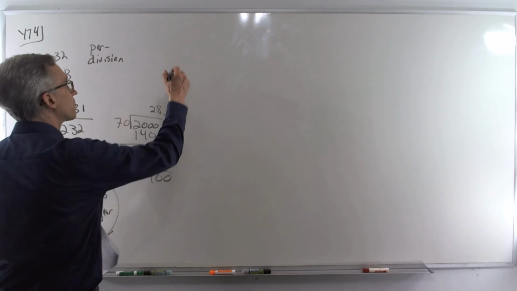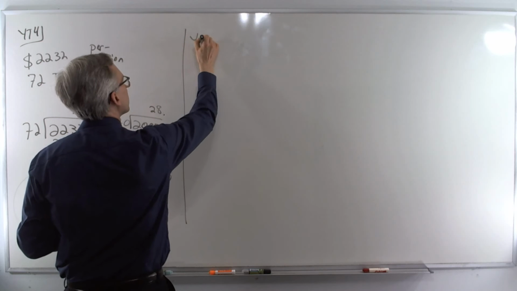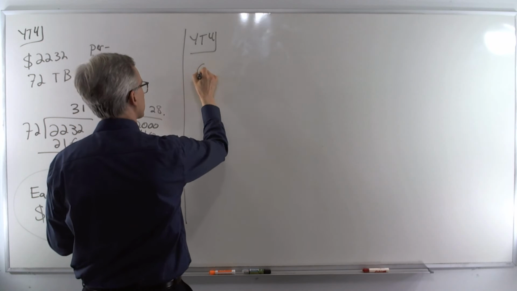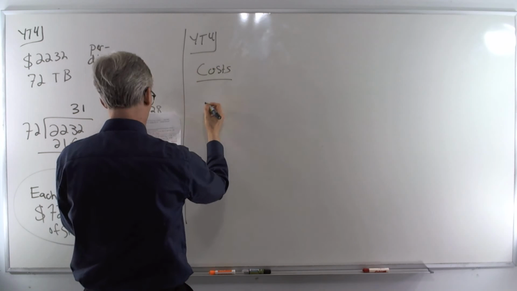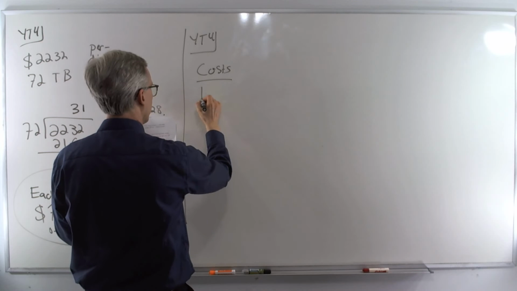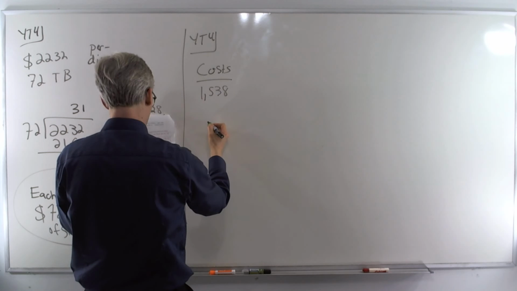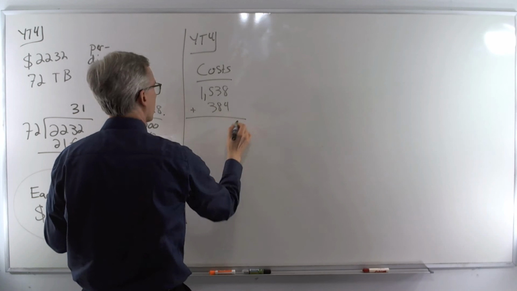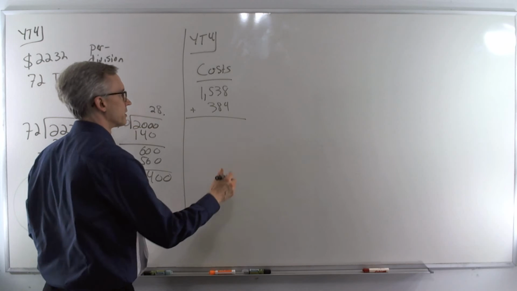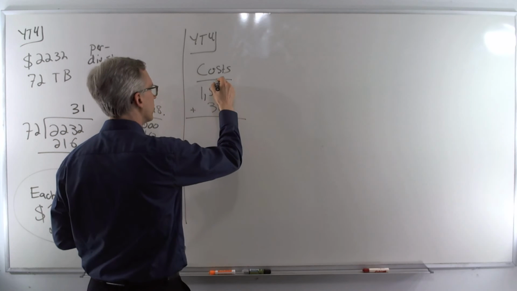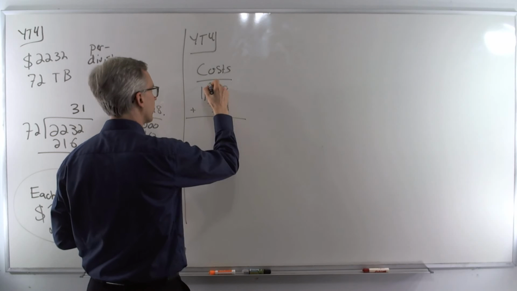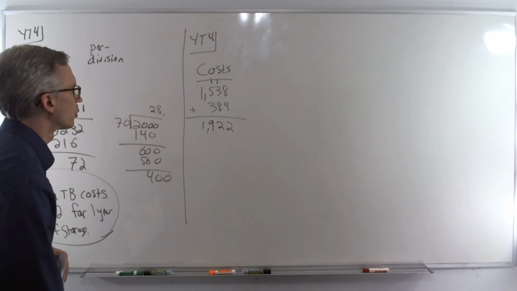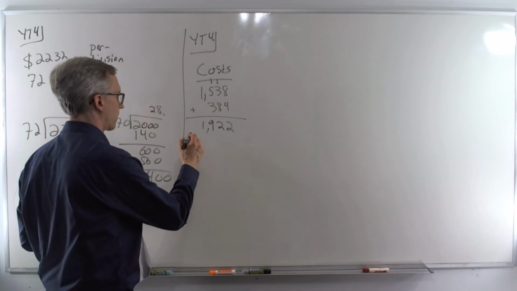All right, so let's break this thing down. We have things we have to pay, our costs. We have $1,538 and $384. All right, so let's find our total costs. Add these together, get 12 here, carry the 1. Another 12, carry the 1. That gives us a 9 and 1. $1,922 in total costs.